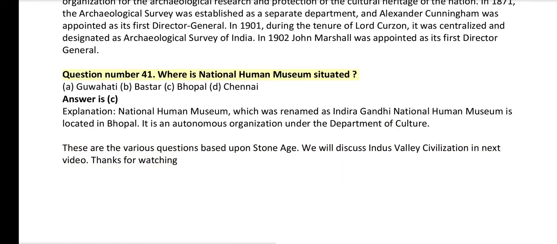Question number 41. Where is National Human Museum situated? A. Guwahati. B. Bastar. C. Bhopal. D. Chennai. Answer is C. Explanation: National Human Museum, which was renamed as Indira Gandhi Rashtriya Manav Sangrahalaya, is located in Bhopal. It is an autonomous organization under the Department of Culture.